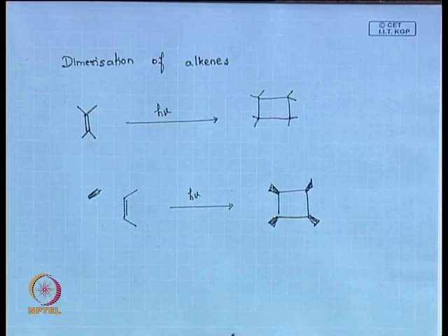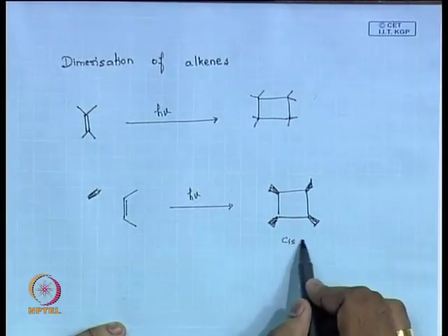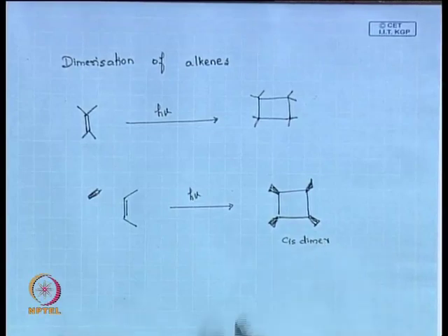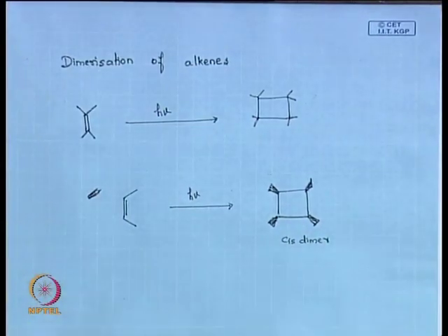Can you think about any other product? We call this a cis dimer. Your two cis alkenes, both in opposite directions, come together and form a reaction stereospecifically. Why can it not happen like this also?